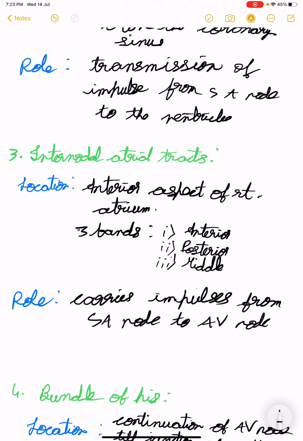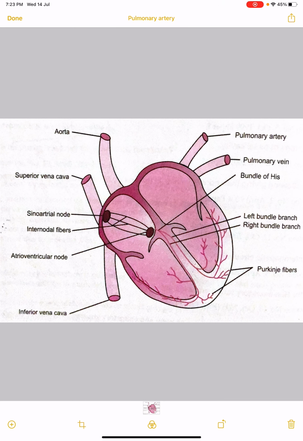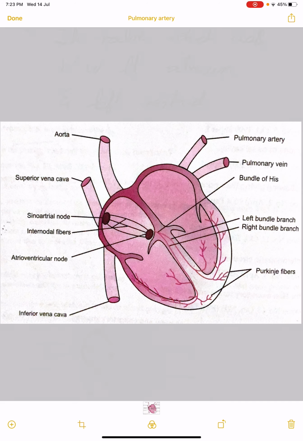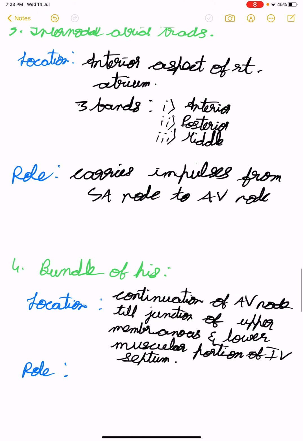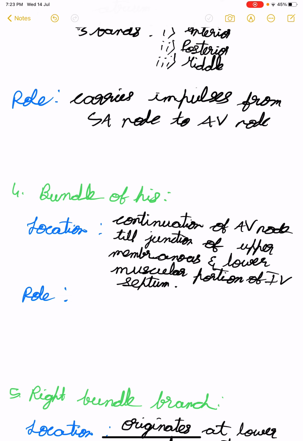Okay. So till AV node, you guys have known. Over here there is a continuation from AV node, we have bundle of His. Then later on it gives right and left bundle branches. Next we'll be studying bundle of His. It is a continuation of AV node till the upper membranous and lower muscular portion of IV septum. There are two portions of IV septum, that is upper membranous and lower muscular. In the lower muscular portion, this bundle of His gives right and left branches.